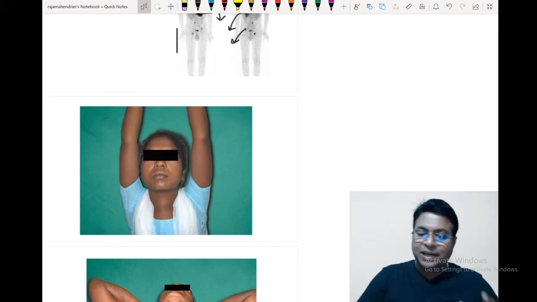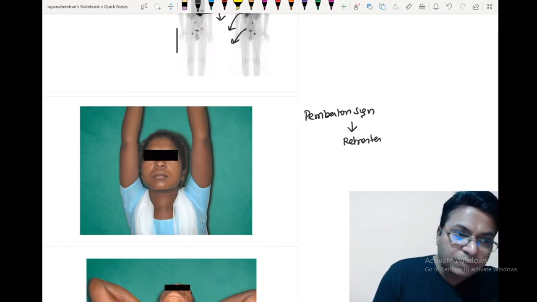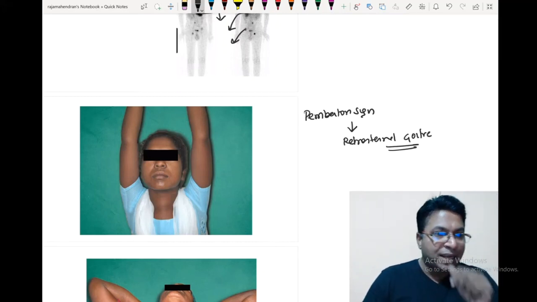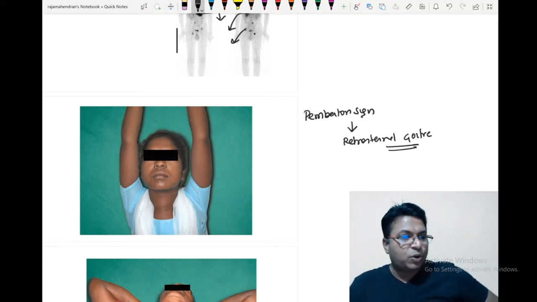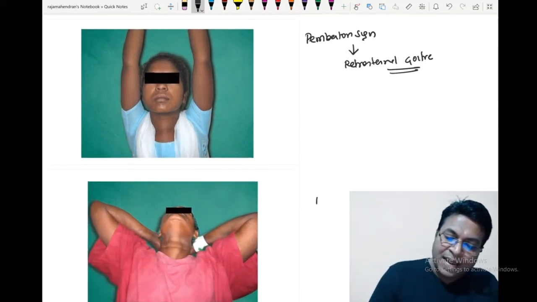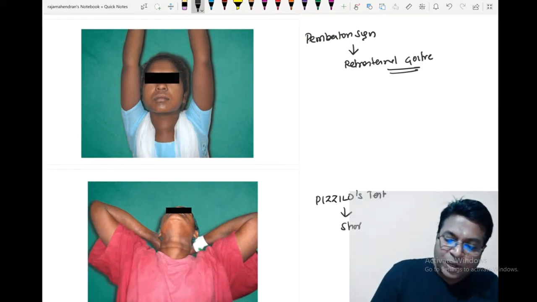So this girl is doing a test known as Pemberton sign, when you suspect retrosternal goiter. She has a retrosternal goiter, and we are doing a Pemberton sign. This is a retrosternal goiter. Pemberton sign is shown in the first image. The second sign is Pizzillo's test, which is done for short-necked individuals.